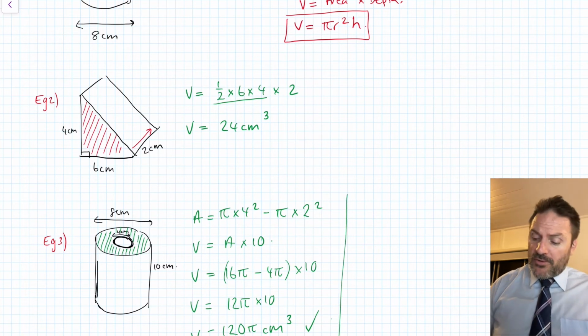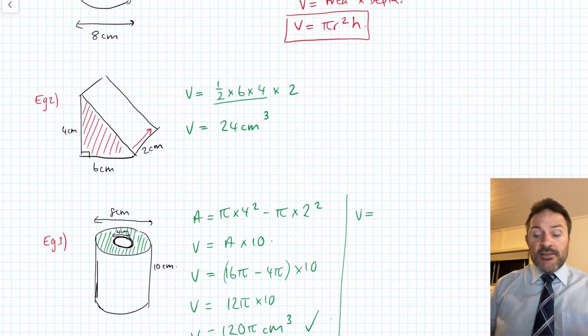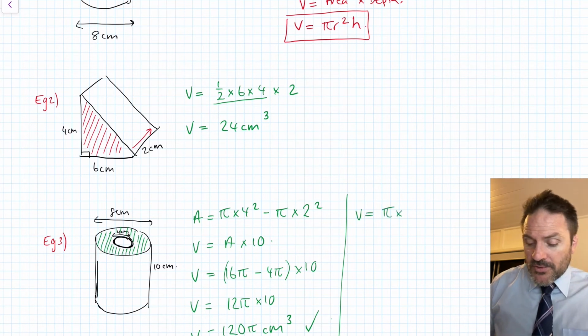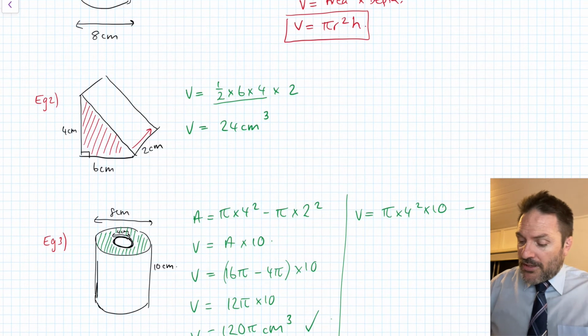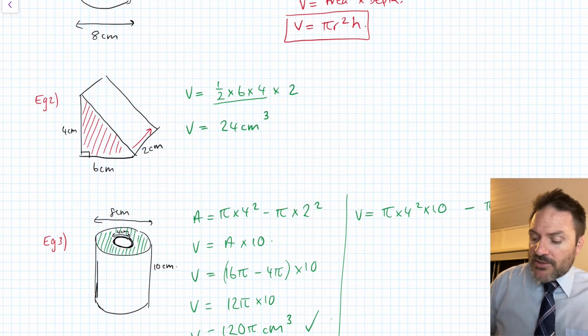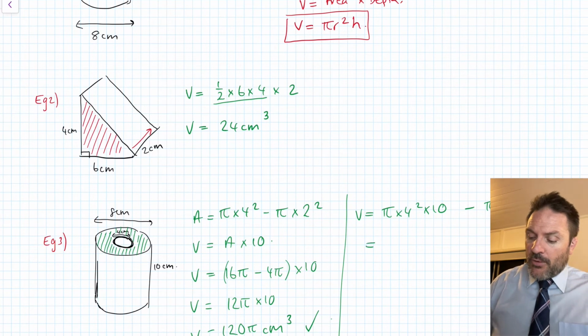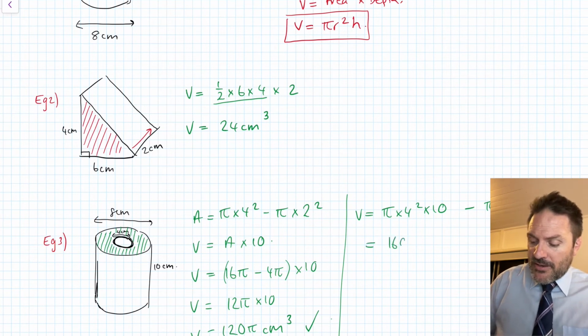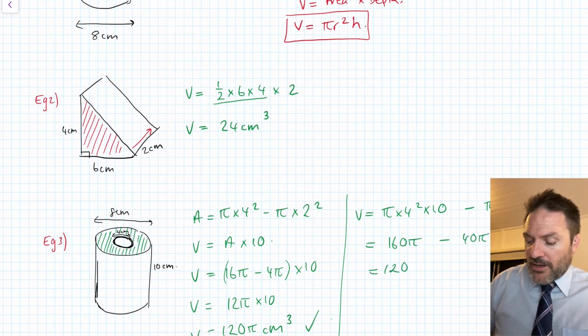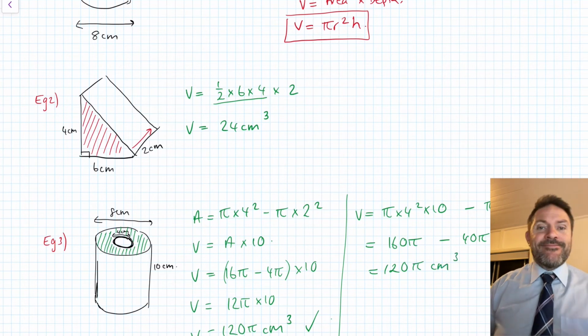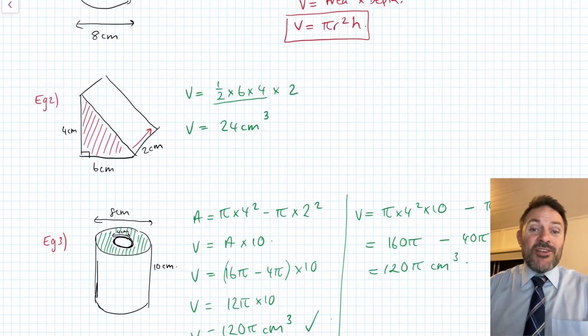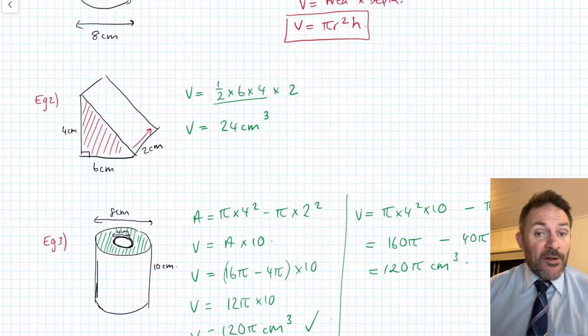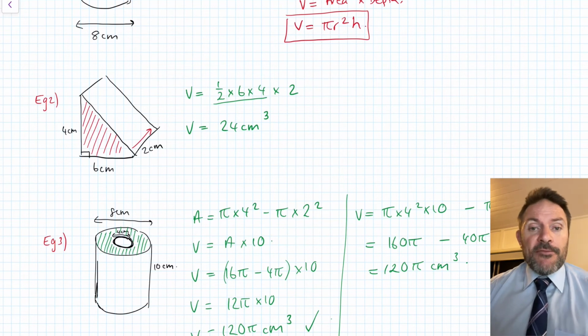What you also could have said is, let's find the volume of the big cylinder, which would be pi times 4 squared times 10. And I'm going to then subtract the volume of the smaller cylinder, which is pi times 2 squared times 10. Again, what you're going to get is 160 pi minus 40 pi, which again equals 120 pi units cubed. So it's not that hard. You do need to know your area formulas. If you don't know your area formulas, then volume is almost gone. So you need to learn your area formulas off by heart, so you can then find your volume.